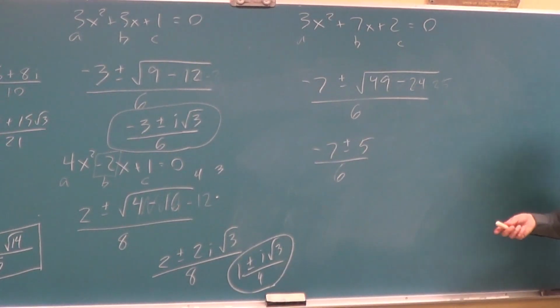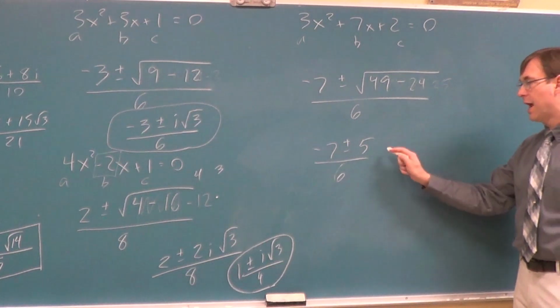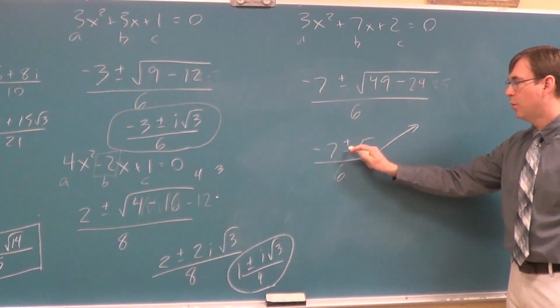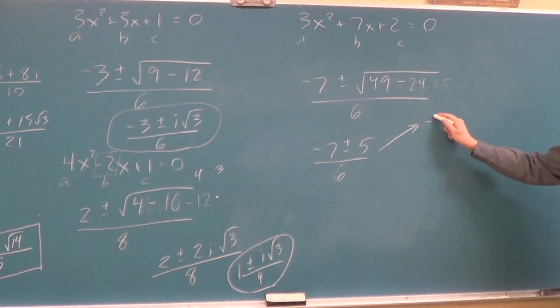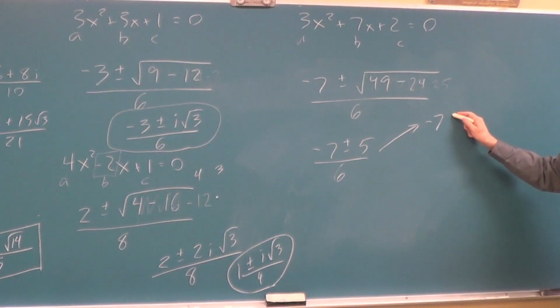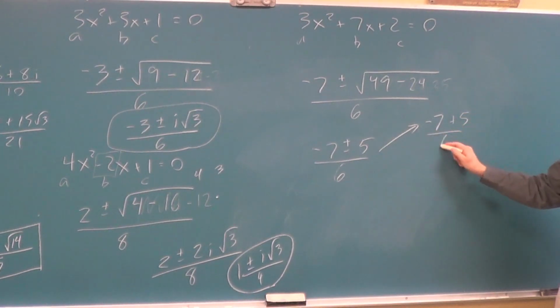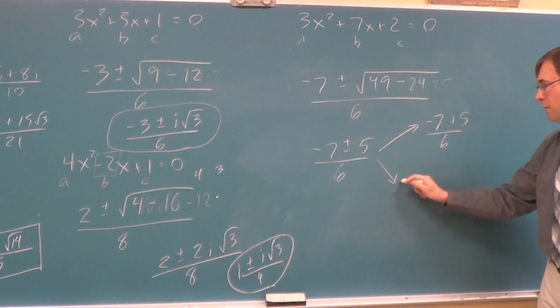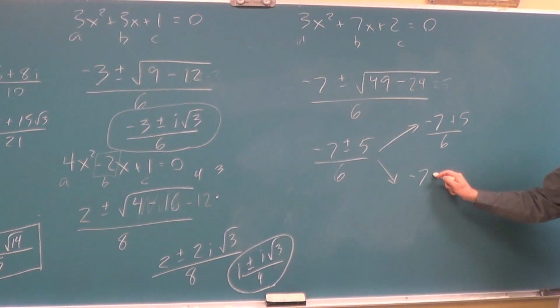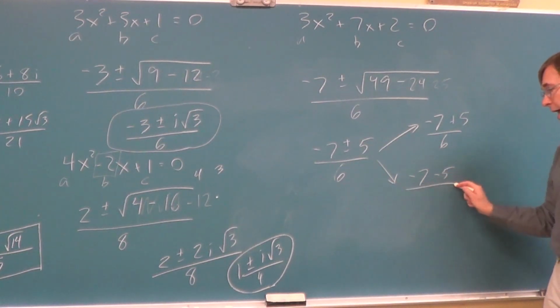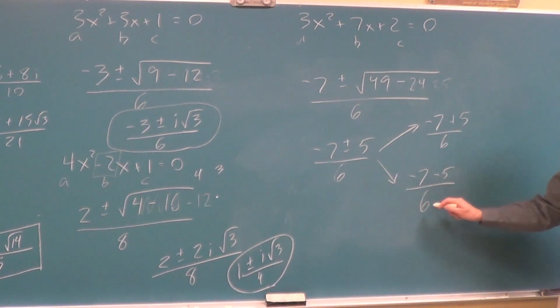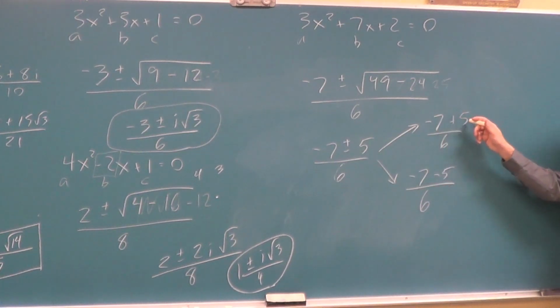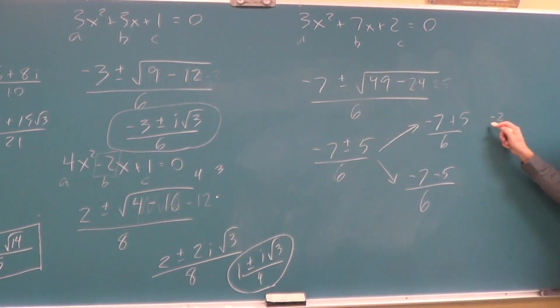This problem can continue now in a weird way. You have to understand what this symbol means. It means there's a -7 that could add 5 and then divide by 6. It also means there's a -7 that could subtract 5 and then divide by 6. If -7 adds 5, that's -2 on top of 6, which is best as -1/3.